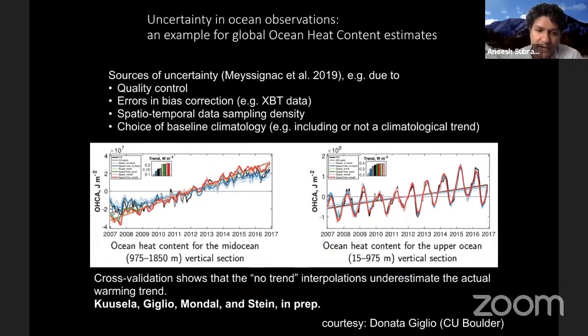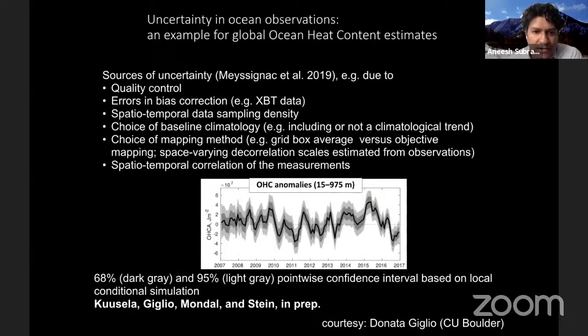So how do we fit a trend in the data? How do we fit a seasonal cycle and the mean climate? And this is, again, work led by Mikhail Kusela, Donata Giglio, Mondal and Stein, which is in prep. David did mention that Mikhail gave a good presentation on this to the ECIP group. So that's another source of uncertainty in the data.